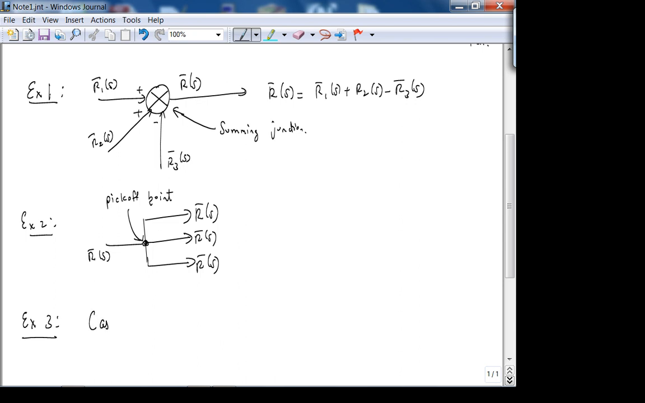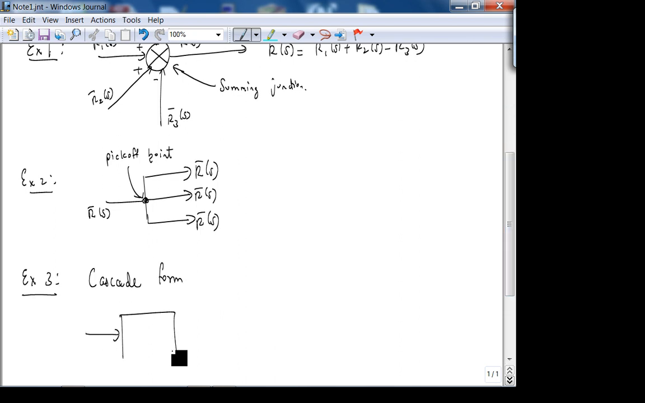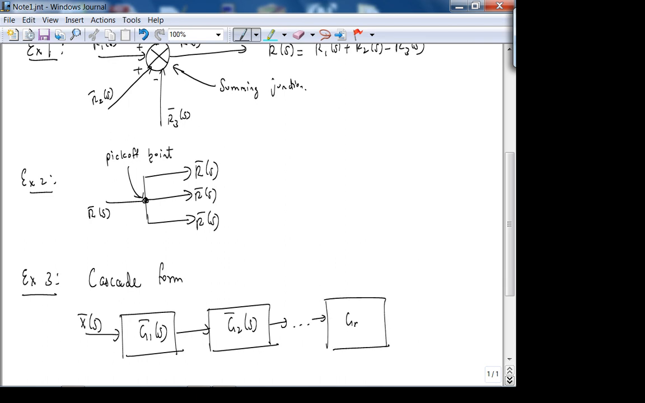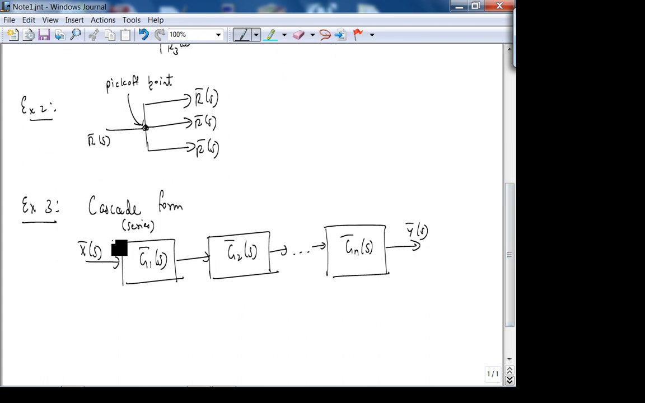So this is example three, which is what is called the cascade form. Let's say I have a signal coming in, X, I have G1, then I have G2, all the way up to GN. What's another term you could use for cascade form? What does this remind you of from circuits? Series, yeah. So it's also called series form, because the next one we'll see will be called the parallel form, right? So the question is, what's the net transfer function G?